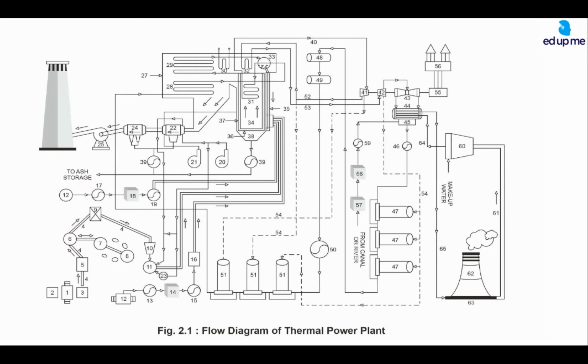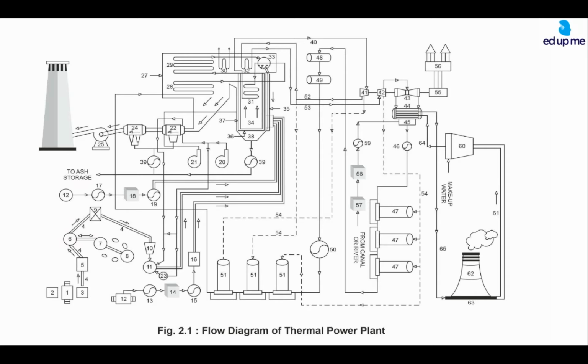Now we see the water steam cycle. The water steam cycle starts from number 33, the boiler drum. The boiler drum is very important. It is constructed out of a steel cylinder, about 1 inch thick, some 25 millimeter thick, right? It is a cylinder. And half of the drum is filled with water, the lower half. The upper half is steam. And the level of this drum is very important.